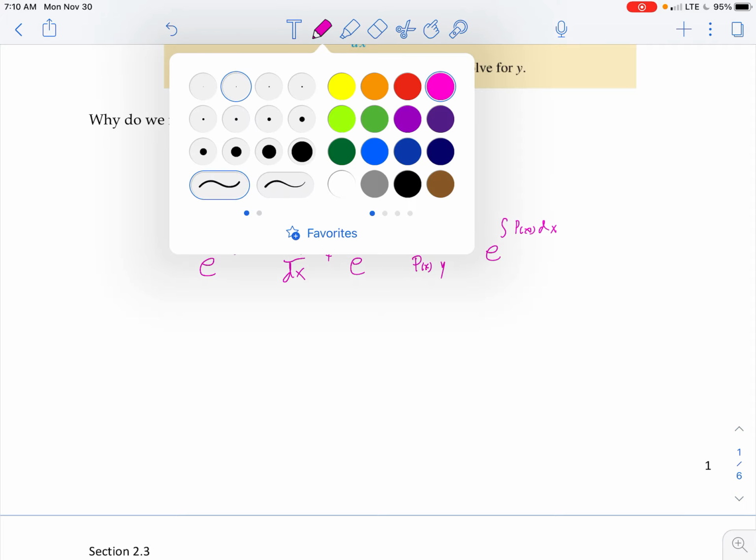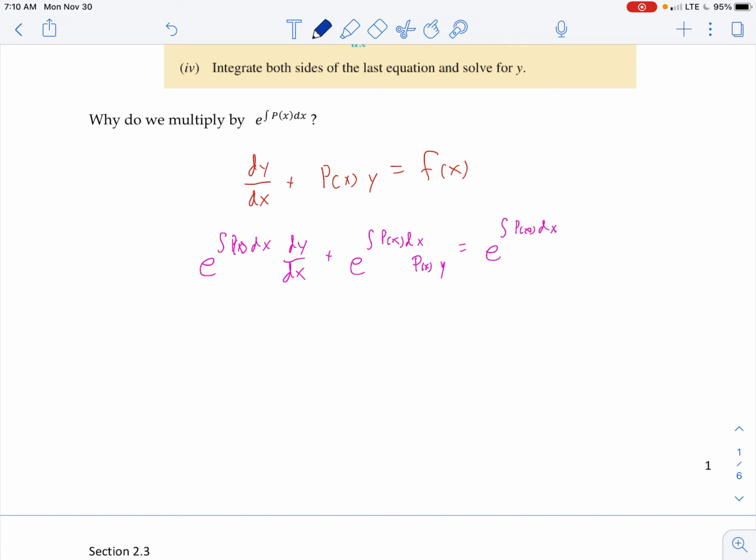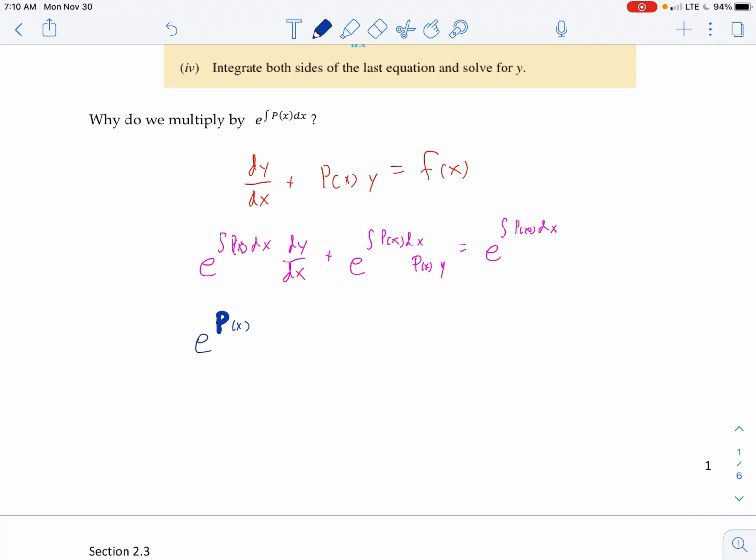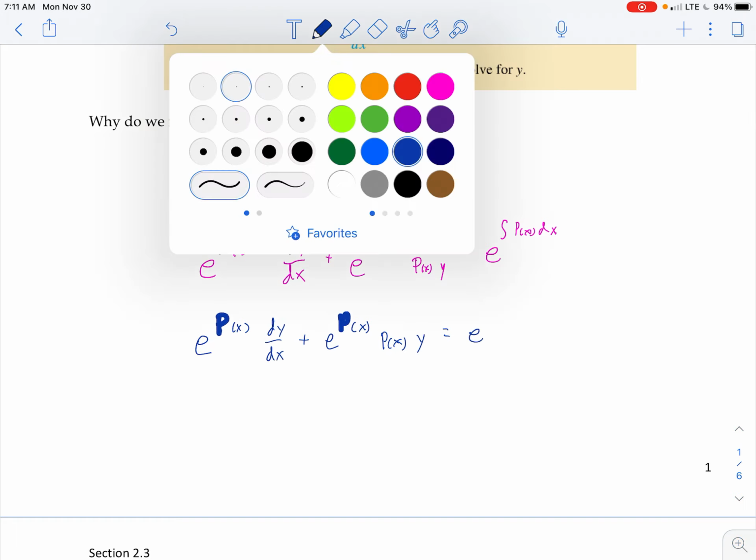One way to write this is e to the, since the integral of p of x dx is just cap P of x, in bold, times dy over dx, plus e to the cap P of x, which is the integral written out, and then p of x, because it is the derivative of that since it was the integral, times y. That's equal to e to the cap P of x.